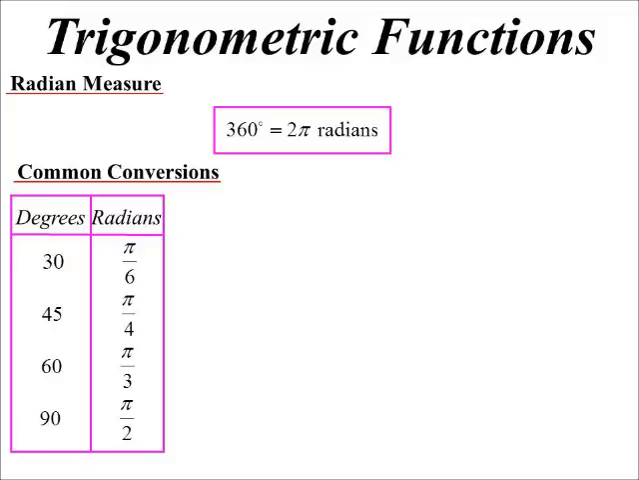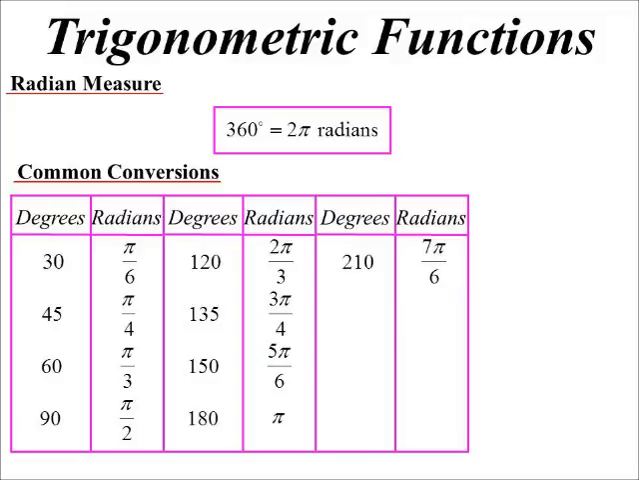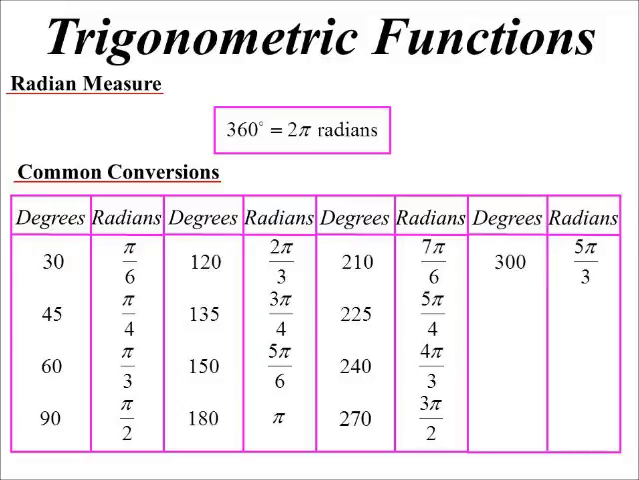Then we go into our second quadrant. And 120 is the next one of our exact values we tend to see a lot. So it'll be 2 pi on 3, 135, 3 pi on 4, 150, 5 pi on 6, and there's 180, which is pi. Then our third quadrant measurements. 210, 7 pi on 6, 225, 5 pi on 4, 240, 4 pi on 3, 270, 3 pi on 2, and we get to our last quadrant.